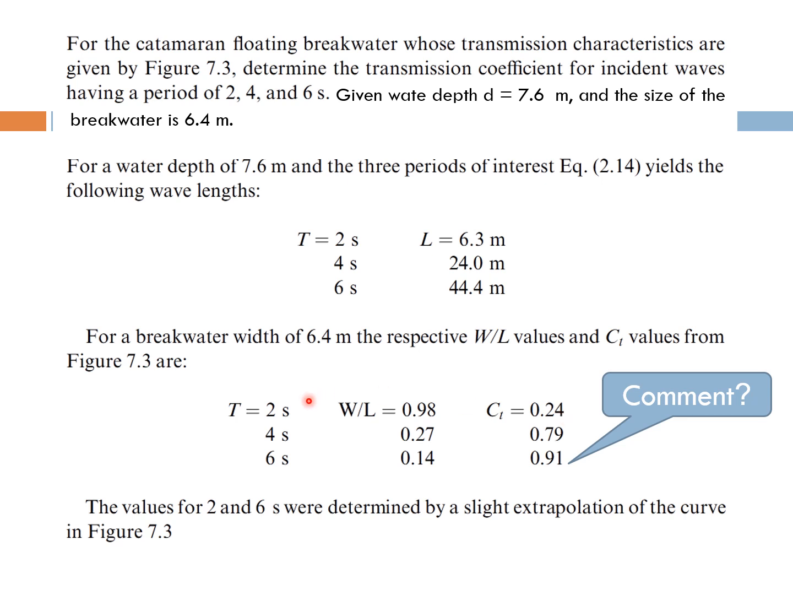We notice that for a short wave, the transmission coefficient is relatively low, which means that the catamaran is effective. However, for relatively longer waves, we notice that the transmission coefficient is very close to 1, which means that in this case, the breakwater actually becomes transparent to the incoming wave.